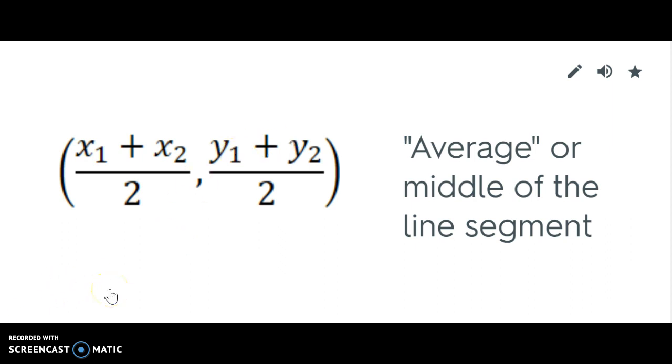So remember, bisect means to cut in half. Midpoint, you're finding the middle point of coordinates. And then distance, you're actually finding the length of the segment.